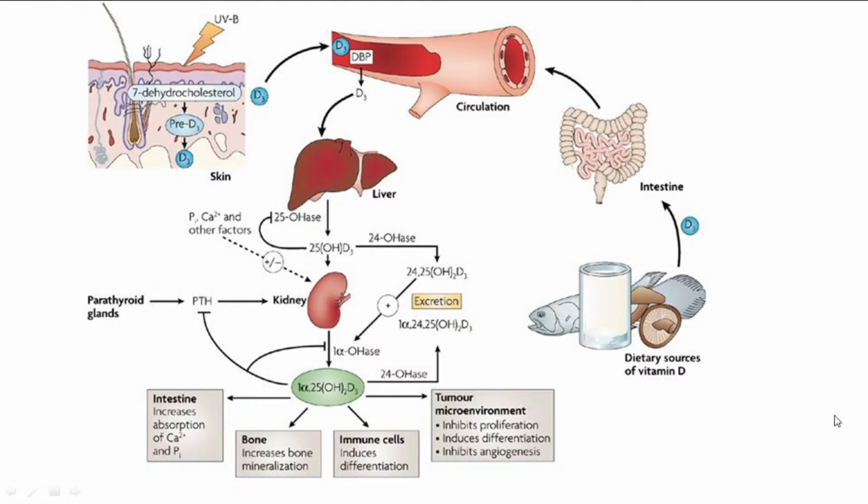To be honest, we can observe receptors for vitamin D in all organs and systems, but the highest influence of vitamin D is on the intestine. It increases absorption of calcium and phosphorus. In the bone, it increases bone mineralization. In immune cells, it induces differentiation. In the tumor microenvironment, it inhibits proliferation, induces differentiation, and inhibits angiogenesis. That's why nowadays they pay a lot of attention to vitamin D.